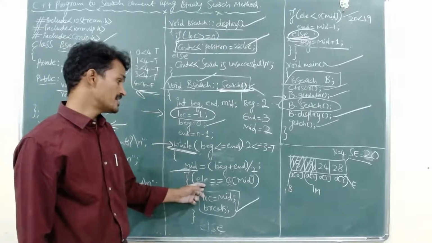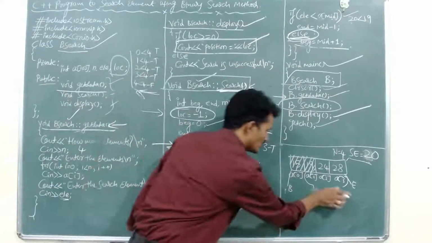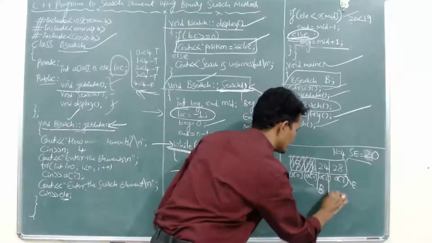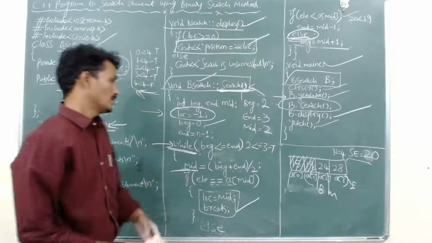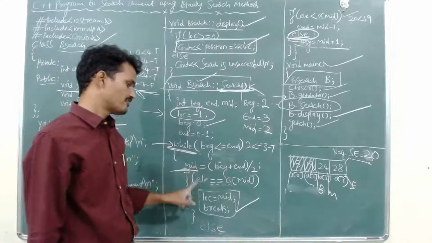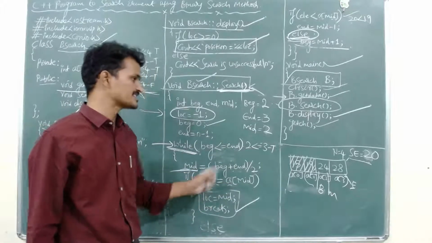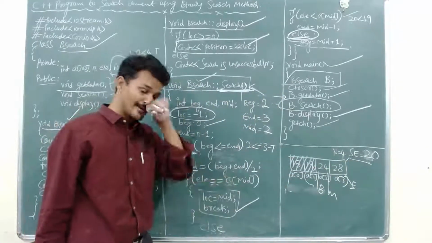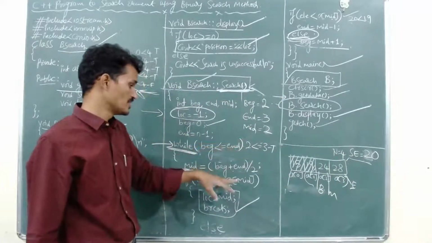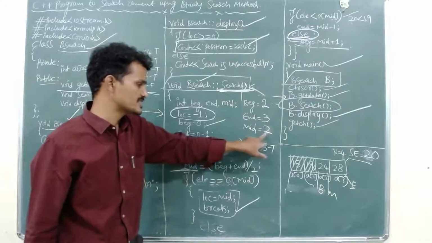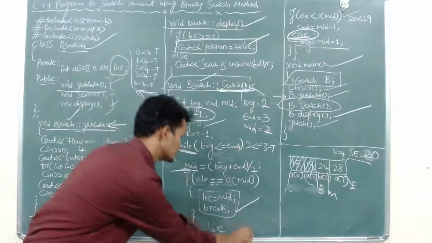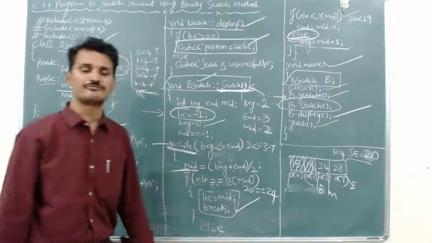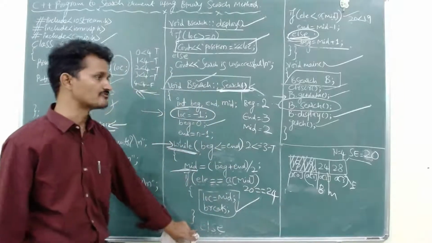If element is equal to, just 1 minute. This is begin, this itself is the middle, and this is end. Okay. Next, if element is equal to A of mid. Element means searching element. What is the searching element here? 20. 20 is equal to A of mid. A of mid means A of 2. What is the value stored in A of 2? 24. That means 20 is equal to 24. Condition false. Condition false means I am going to execute the else block.